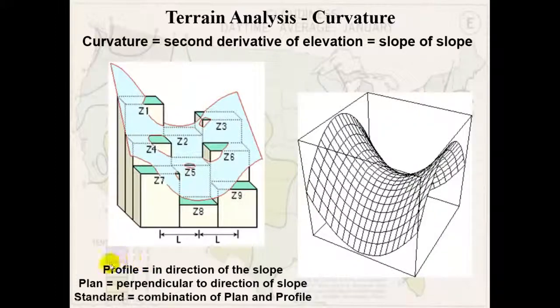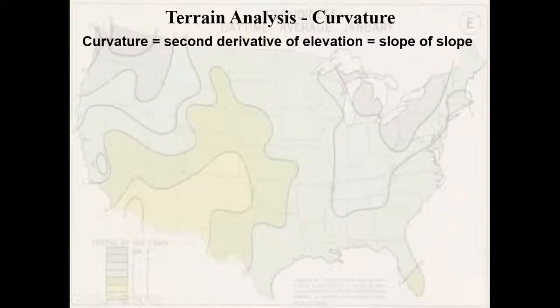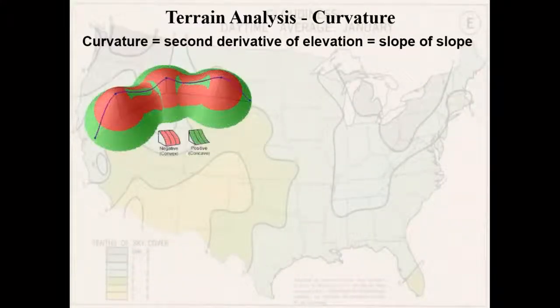There are different types of slope. There's a profile, which you can think of as taking a vertical slice out of the terrain. There's a plan, that's like looking down on the terrain. You'll get different curvatures depending upon the direction you look at it from, and you can imagine how you might get different curvatures. If you were taking a vertical slice here, you'd see an inverted U, and if you were taking a horizontal or a plan slice, you might get a different curvature there. There's a combination of plan and profile that's called the standard curvature. Okay, so it's the second derivative of the elevation, it's the slope of the slope.